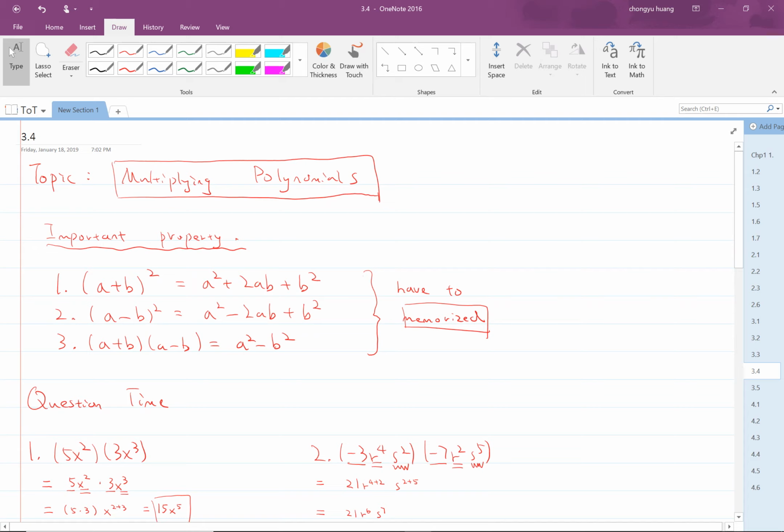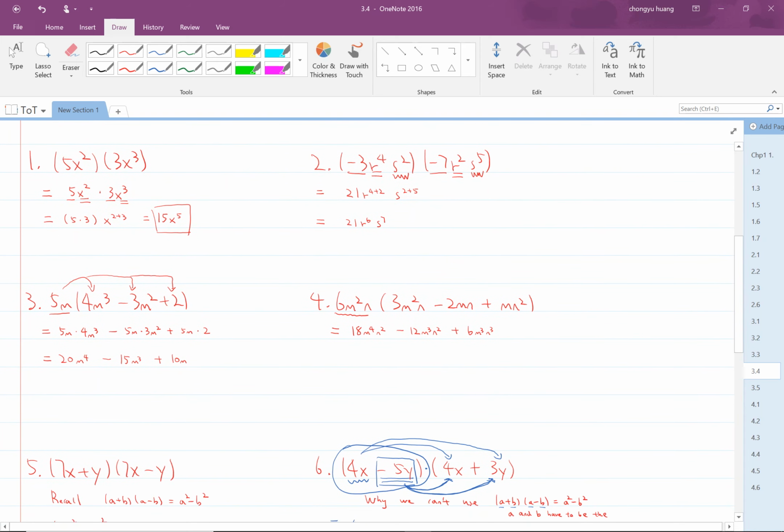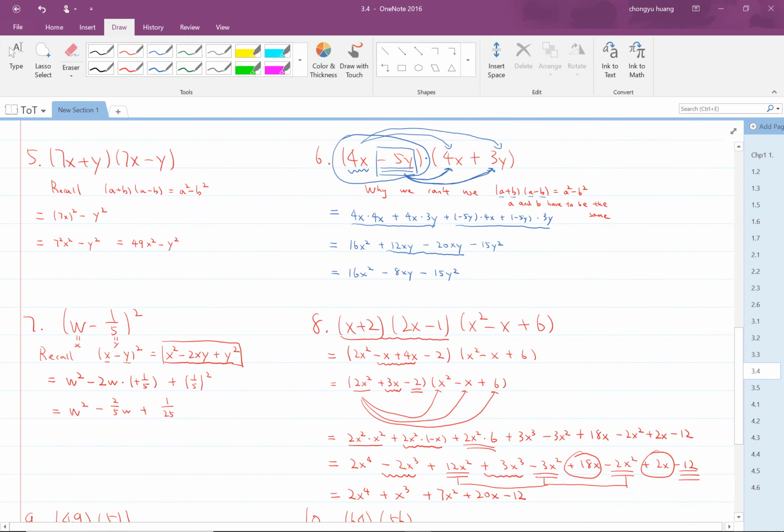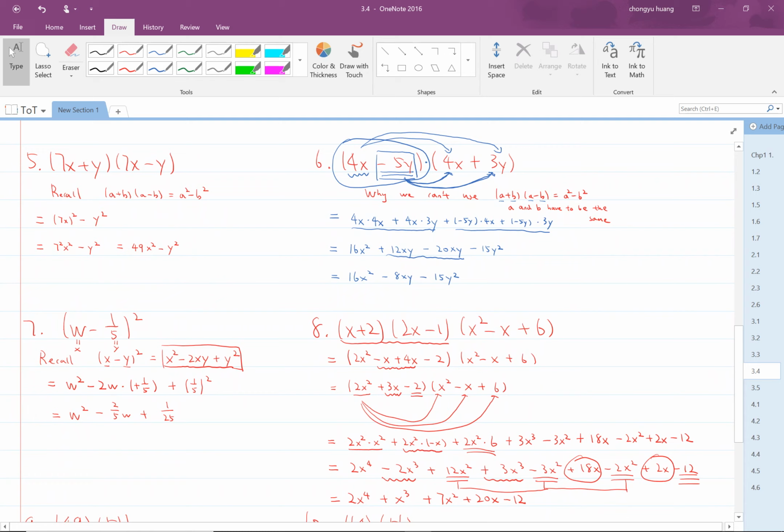All right, so in today's topic, we talked about multiplying polynomials, and we introduced 3 really important properties. I already said that you have to memorize them, because those 3 properties will come back further on. And then we did those questions just to make sure you know how to actually apply them.